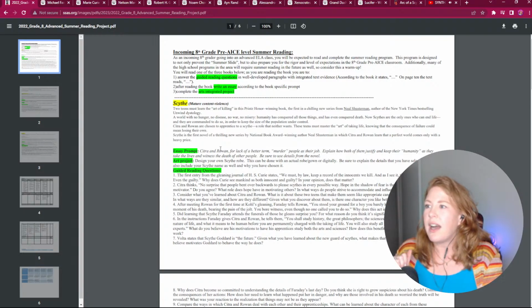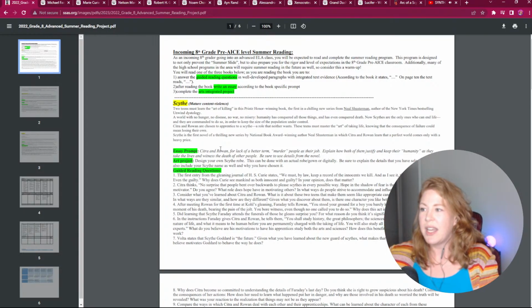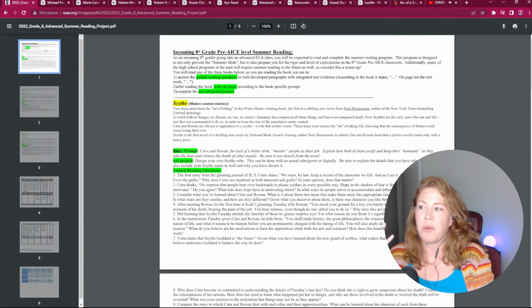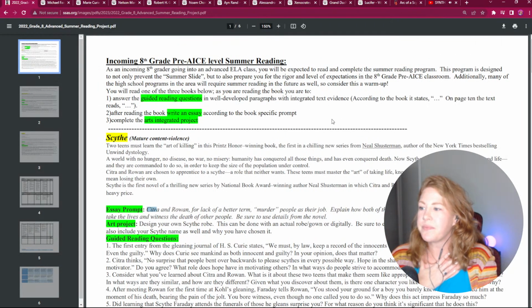All right. So obviously we have the title of the book and the synopsis of the book. The first thing that we can start working on is the essay prompt. So here's the essay prompt for Scythe. Let's make this a little bit larger.